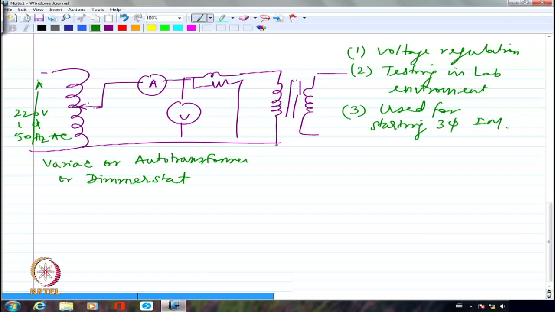I would like you to do a little bit of self-study in this. How much copper will be saved in an autotransformer compared to a two-winding transformer of similar rating? This you will study yourself. It is not given in PC Sen, it is given in Edward Hughes.